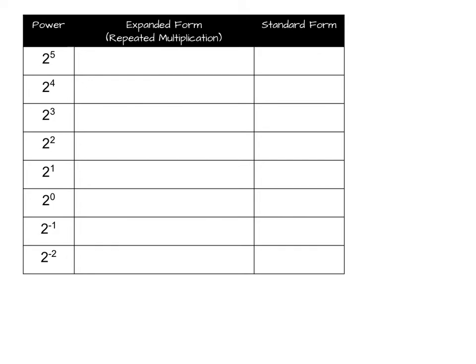What I want to start with is 2 with an exponent of 5, which is something that you've seen before. So we know the base is 2 and the exponent is 5. So that means we're going to multiply 2 by itself 5 times, which gives us a standard form or a value of 32.